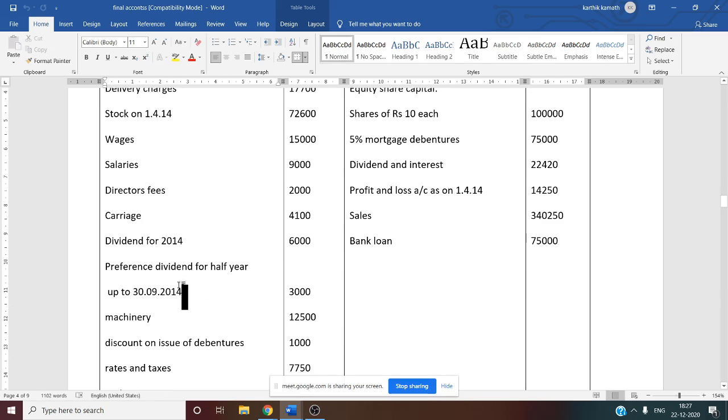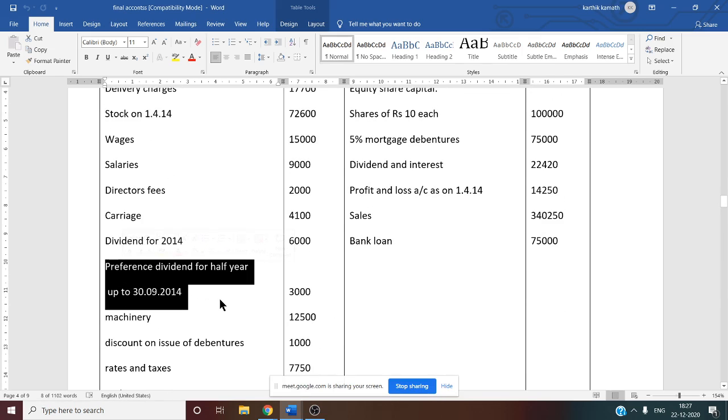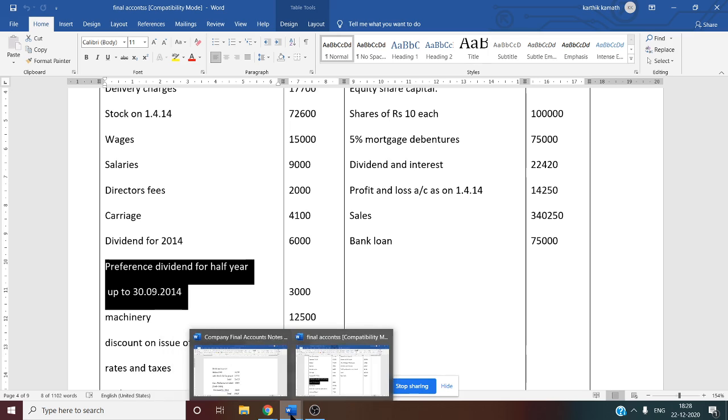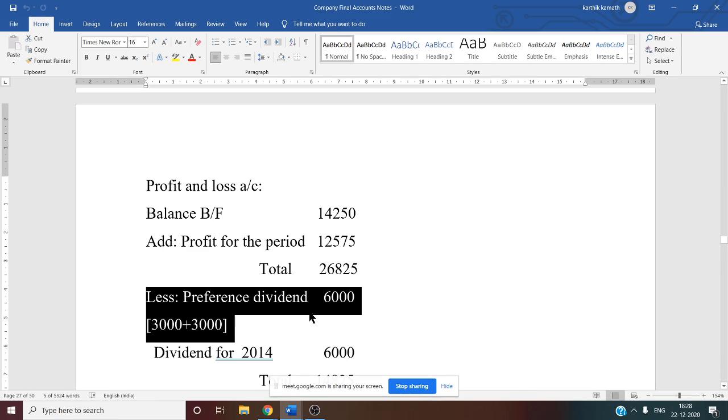So present year dividend, see this, preference dividend for the half year, that is 3,000. So 3,000 is paid. The remaining unpaid dividend also we have to consider, that is from October to March unpaid. So if 6 months paid is 3,000, the remaining 6 months not paid is also 3,000. 3,000 plus 3,000 is equal to 6,000, that is the present year dividend. So here we have written, see this, less preference dividend 6,000.